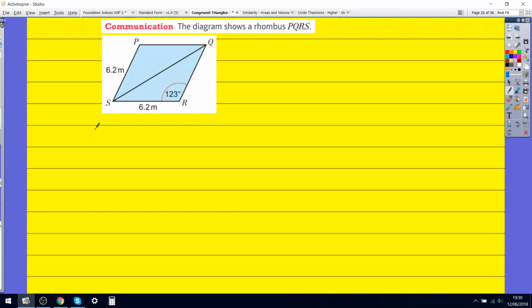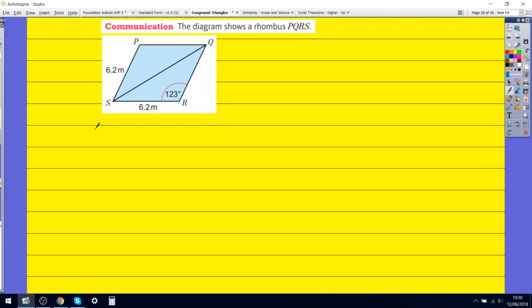Right, so then you can just say P, Q, R, S, and then R. So then 6.2. You can say that SQ is a shared side. PQ equals SR, because opposite sides in a rhombus are equal.